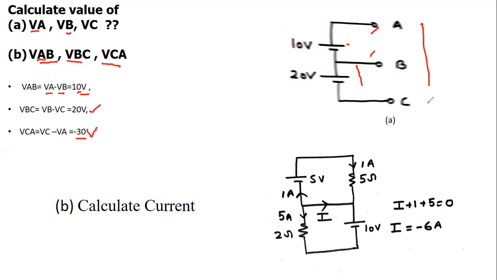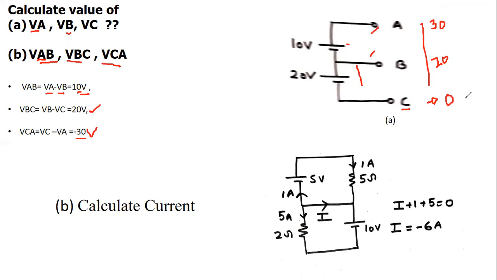Suppose we take C as the ground. Ground means the potential of C is 0, then VB minus VC is 20 volts. So if C is at 0 potential, then the potential of this terminal is 20 volts. And VAC is VA minus VC, which is 30 volts, so the potential of this terminal is 30 volts. It is not necessary that you assume the potential of this terminal is 0. This is a reference. Why have we chosen 0? To reduce the number of variables.